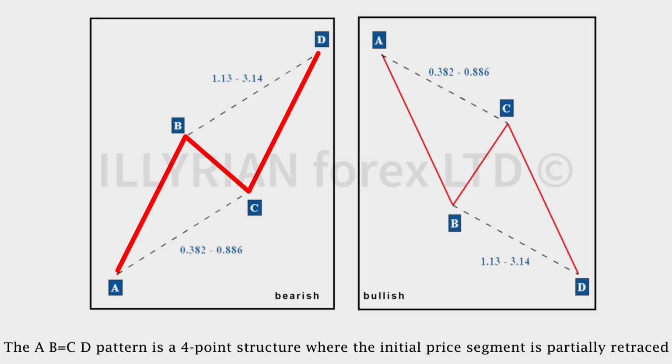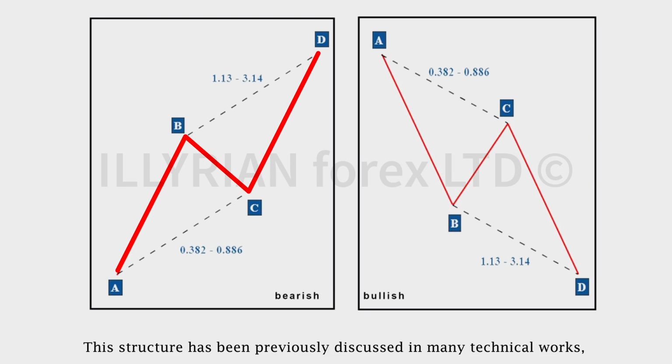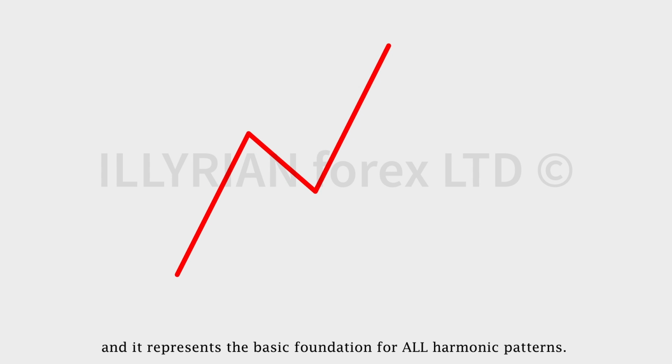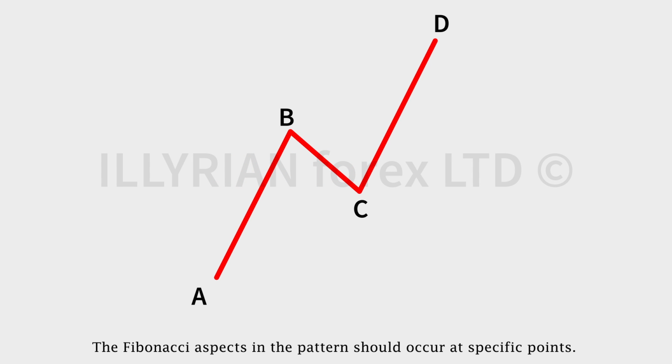The AB equals CD pattern is a 4-point structure where the initial price segment is partially retraced and followed by an equal distance move from the completion of the pullback. This structure has been previously discussed in many technical works, and it represents the basic foundation for all harmonic patterns. The Fibonacci aspects in the pattern should occur at specific points.